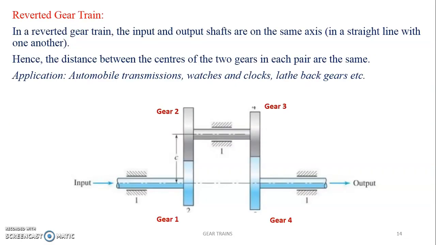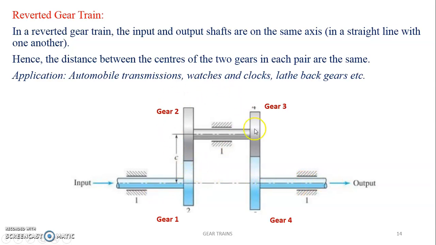Then the next is the reverted gear train. In a reverted gear train, the input and output shafts are on the same axis. If you see here, gear number 1 is on the input shaft, which drives gear 2, and gear 2 and gear 3 are on the same shaft, and then gear 3 drives gear 4, which is on the output shaft. The axis of gear 1 and the axis of gear 4 are on the same line. They are not connected, but they are on the same line.